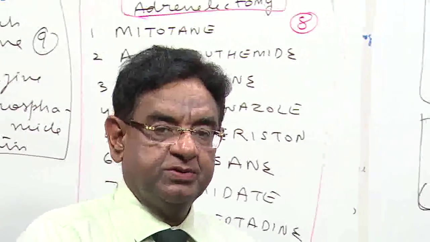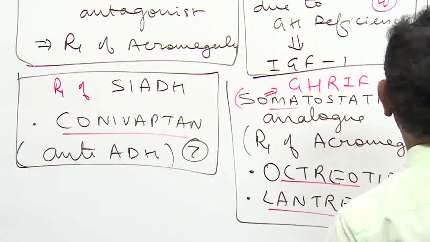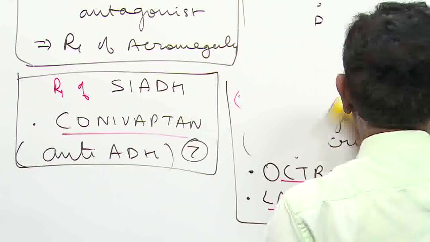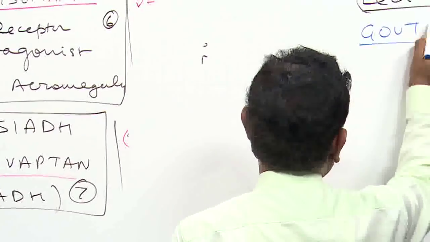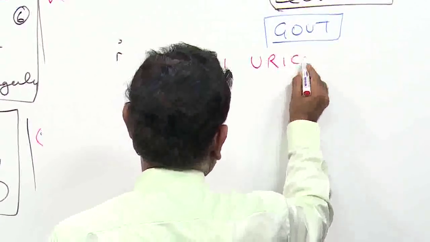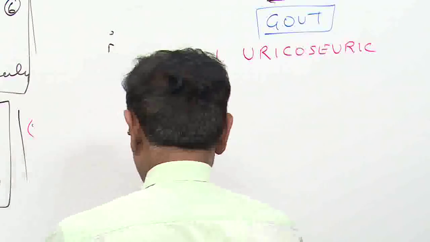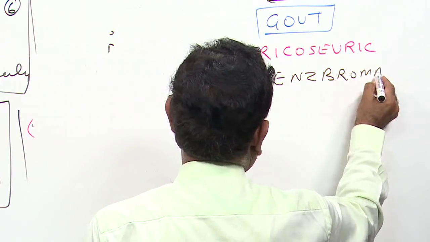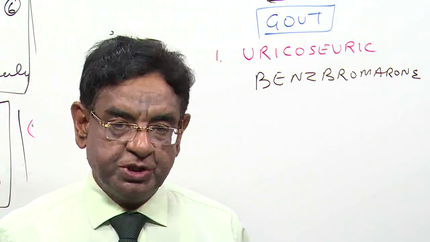Now we talk about a few more drugs that we are using in case of gout. The new drugs we are using in gout are, first, a new uricosuric drug for the treatment of gout. The new uricosuric drug is benzbromarone. It's a new uricosuric drug.